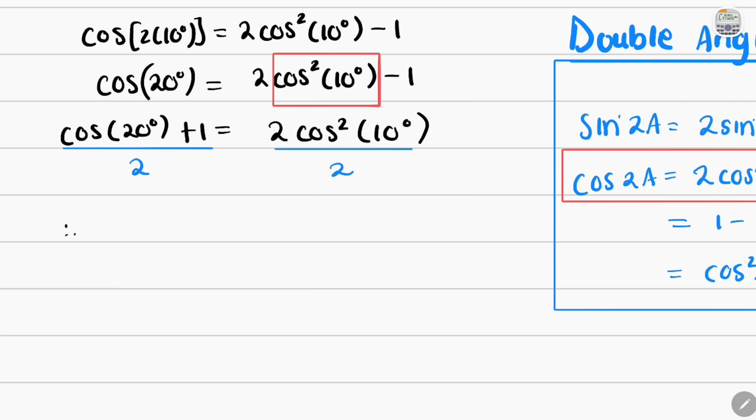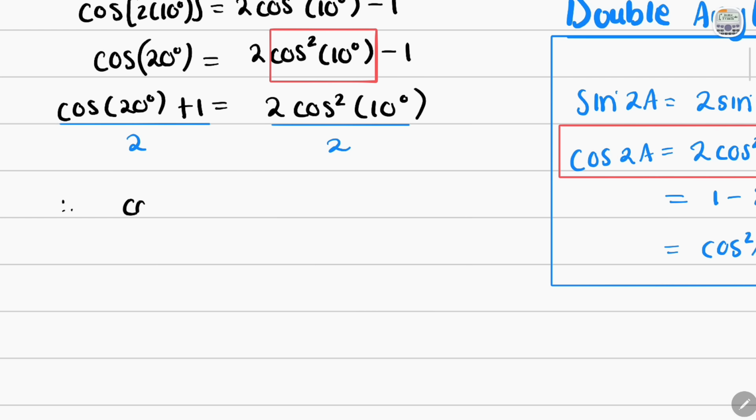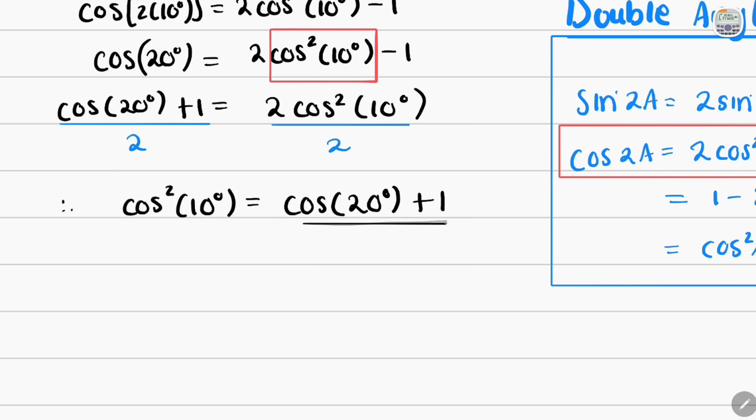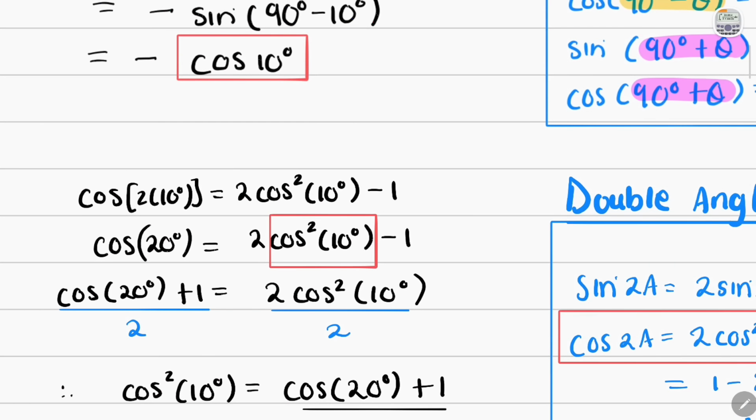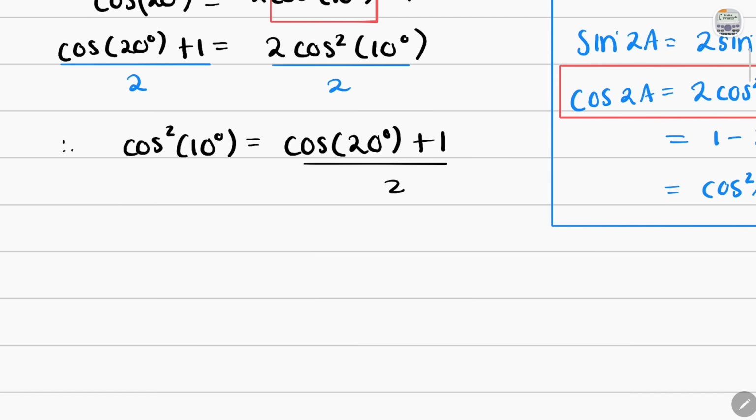And finally, I'll just put this on the side to make it easier. So I'm going to call this cos squared 10 degrees is equal to, and all I have here is cos 20 degrees plus 1 over 2, okay? And finally, to get the value of cos 10 degrees, you see that you just have to square root both sides of this equation. Okay, now this is the value of cos 10 degrees.